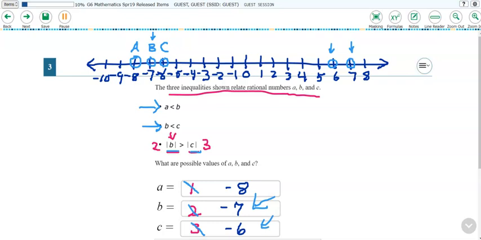So let's see if that makes sense. Is B, which is, let's see, yeah, actually B is 7. So B is 7, all right? And C, the absolute value of C is 6. Is 7 greater than 6? The answer is yes. Okay, so anyway, that's one of the questions that was on the 2019 test. So just thought I'd kind of share that one with you.